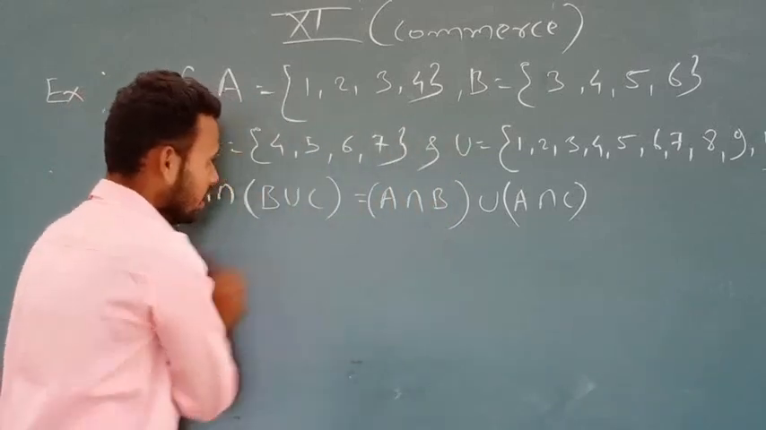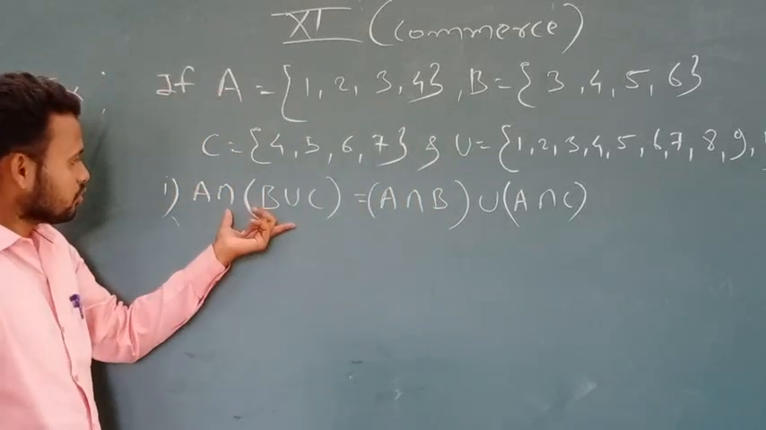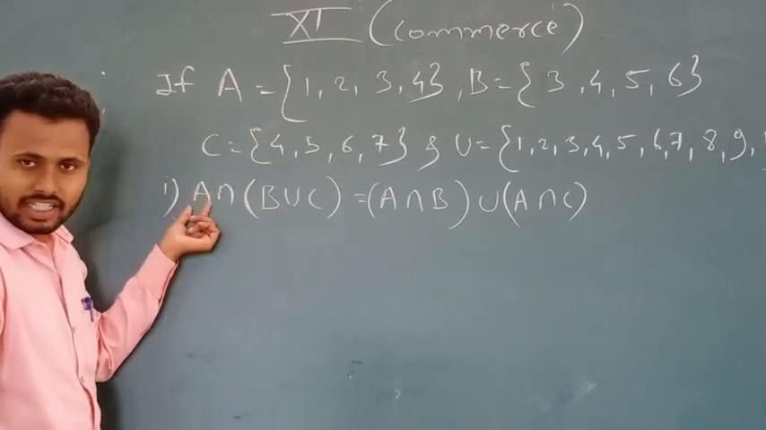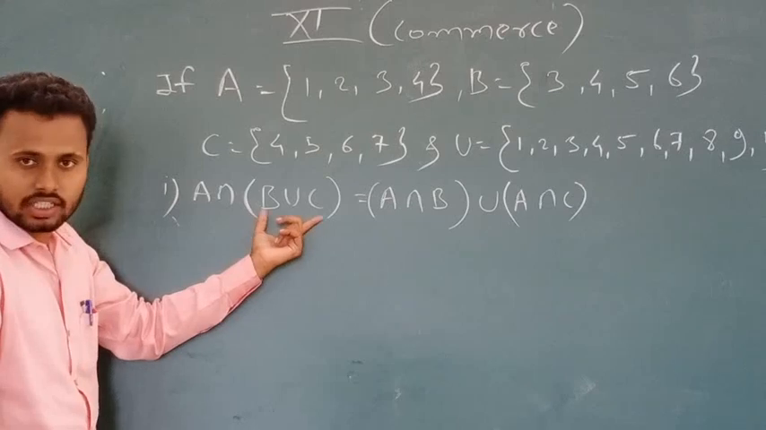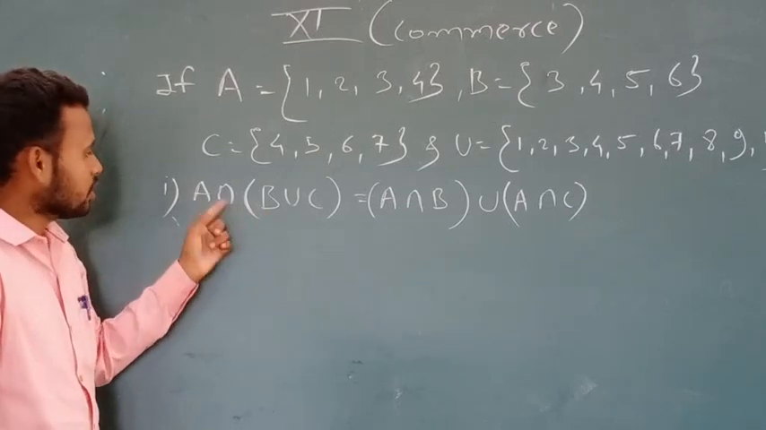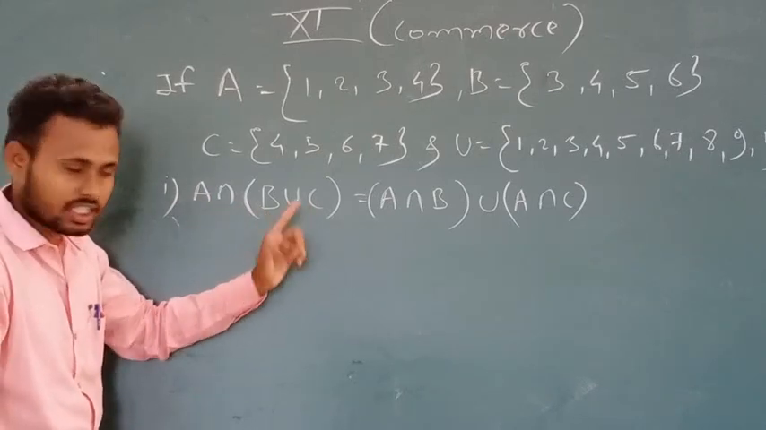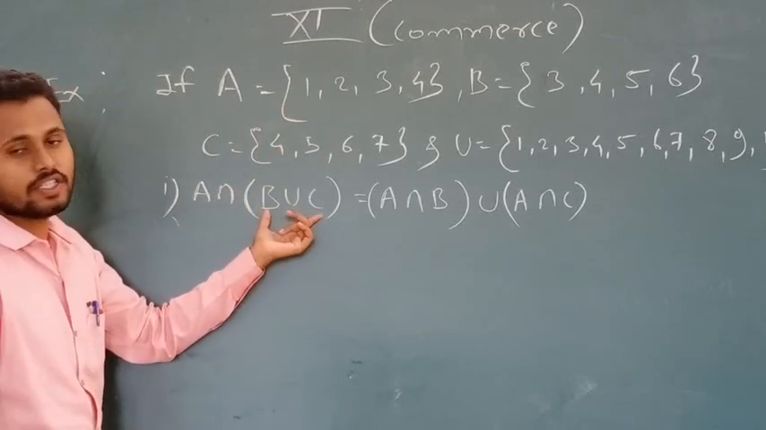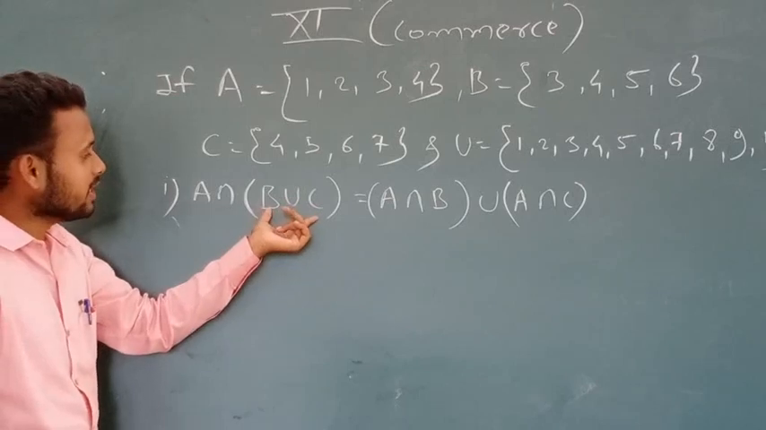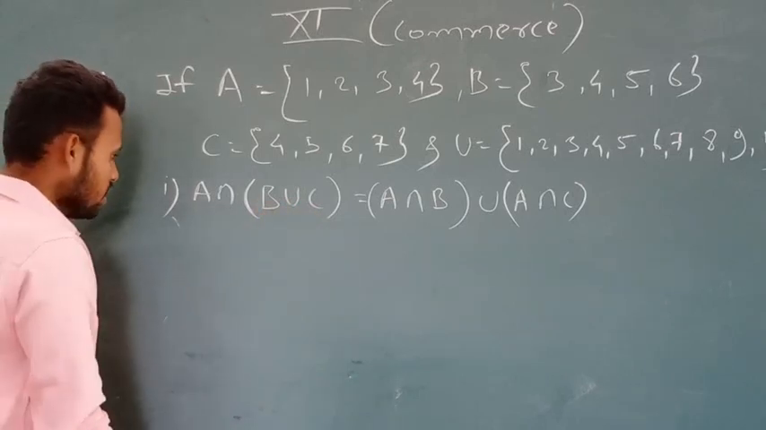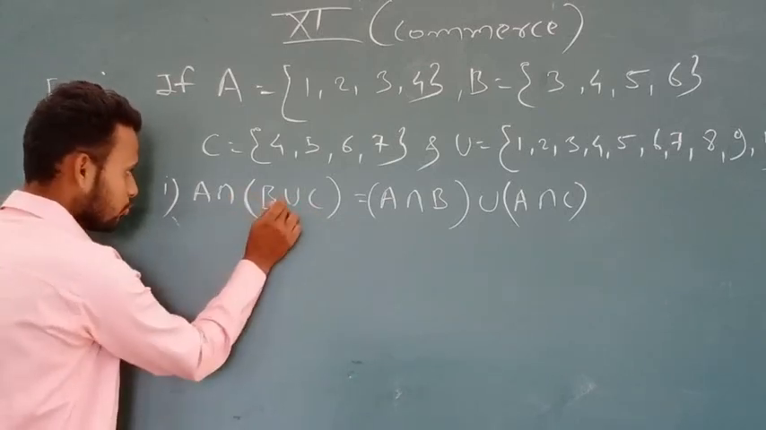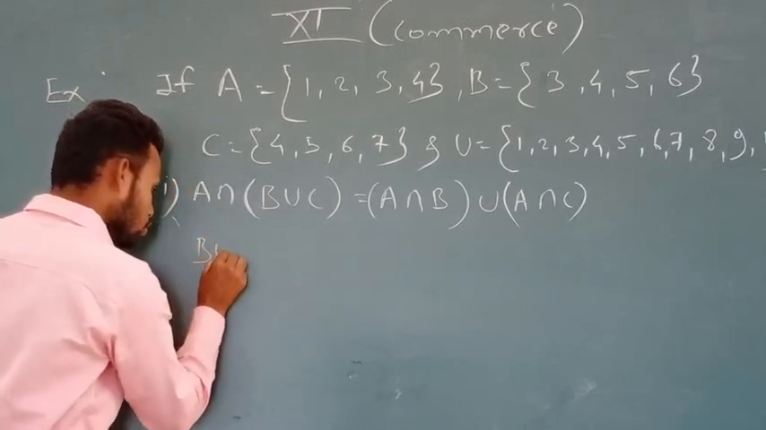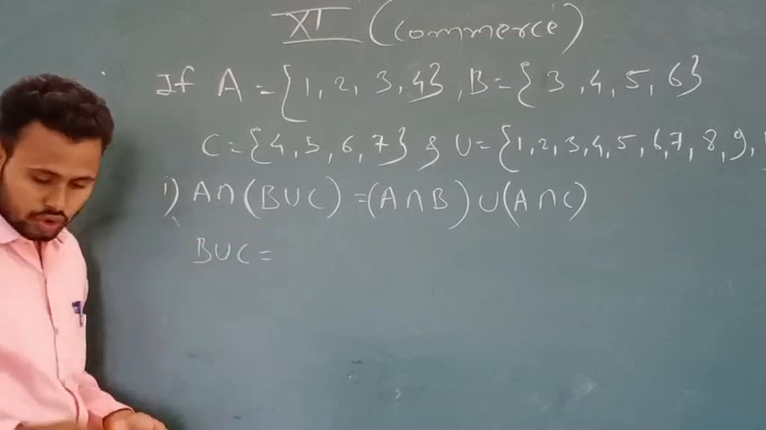Now in first property, first we will find the value of A intersection with B union with C, means this one set A and B union with C. This one set means intersection between the set A and B union with C. Now set A we already have, we want to find the value of B union with C. First we will find B union with C, therefore solution, first we will find the value of B union with C.